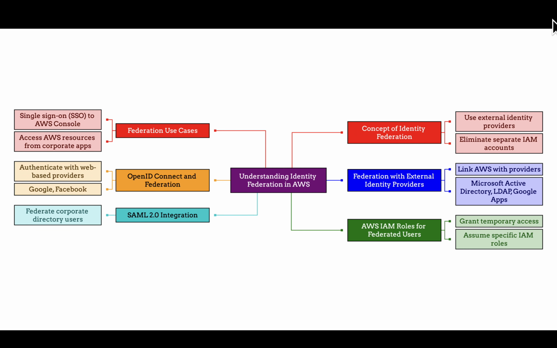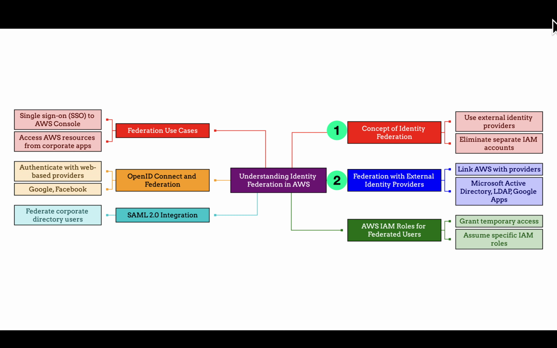Understanding identity federation in AWS. 1. Concept of identity federation. Identity federation in AWS refers to the practice of using external identity providers to grant access to AWS resources, eliminating the need for separate IAM user accounts.